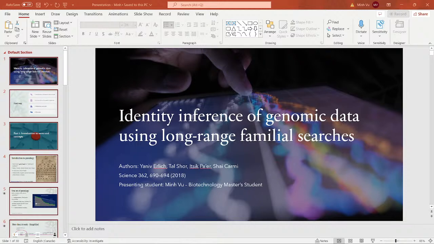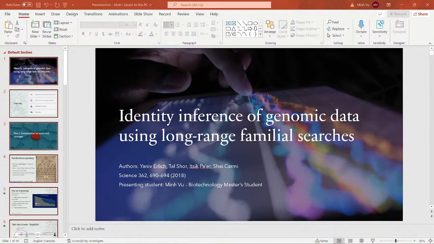My name is Ming. I'm your classmate, but I'm also a biotechnology master student. So I was tasked with giving us a quick review of this paper, namely the paper on the identity inference of genomic data using long-range familial searches. I am not qualified to teach anything to anybody, but I find this paper absolutely amazing and very, very interesting. So please let's take a look.